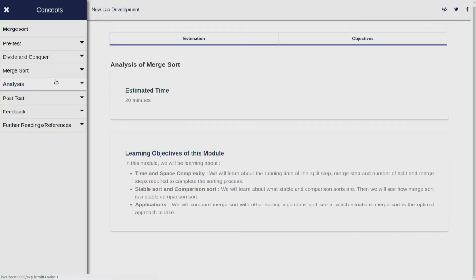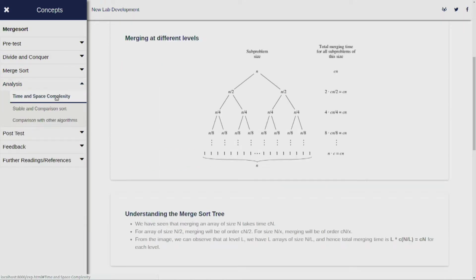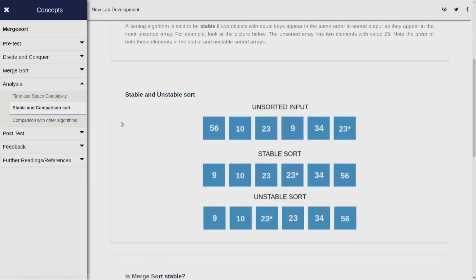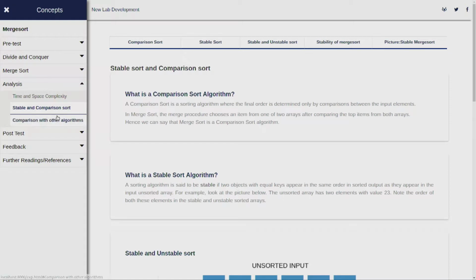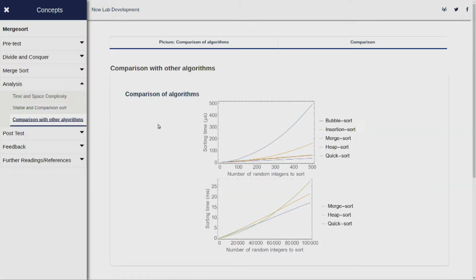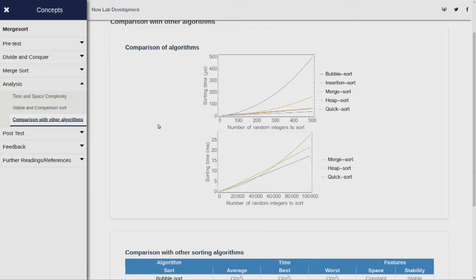Welcome to the analysis module of our experiment. Here we're going to be learning about the time and space complexity of merge sort. Then we're going to look at how merge sort is a stable sorting algorithm, and later we're going to try to compare it with other algorithms to get a better overview.